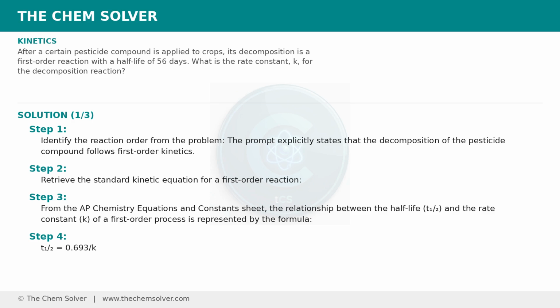Identify the reaction order from the problem. The prompt explicitly states that the decomposition of the pesticide compound follows first-order kinetics. Retrieve the standard kinetic equation for a first-order reaction from the AP chemistry equations and constant sheet. The relationship between the half-life, t1/2, and the rate constant, k, of a first-order process is represented by the formula t1/2 equals 0.693 over k.